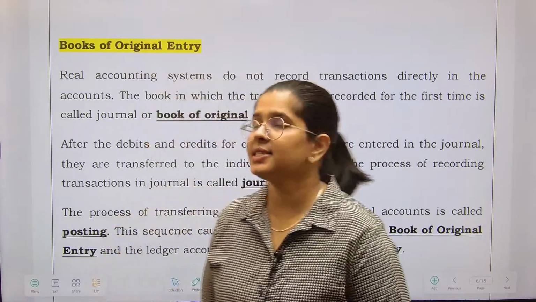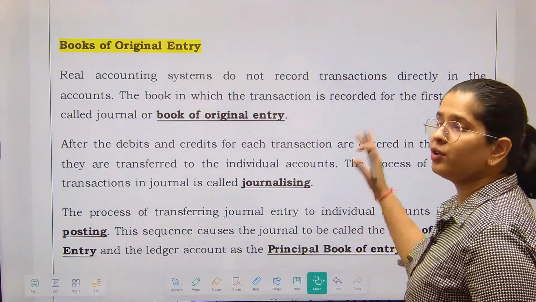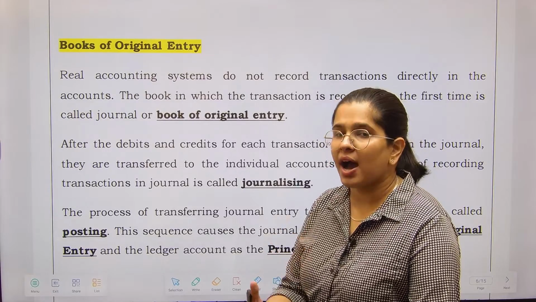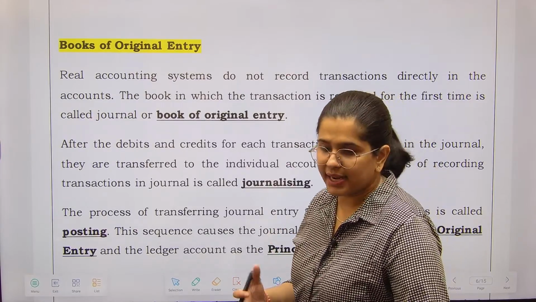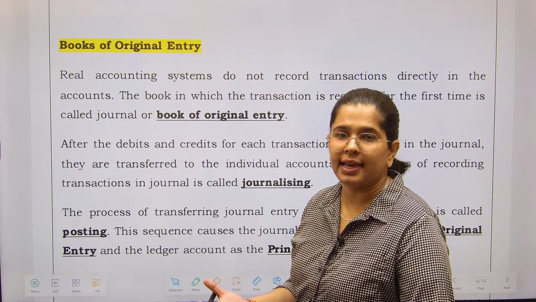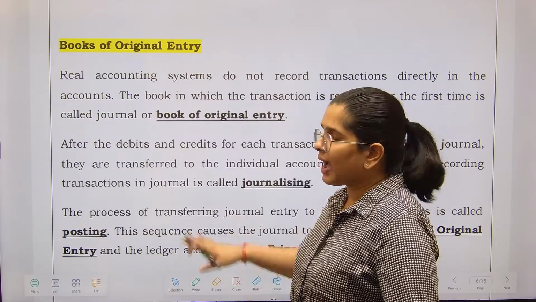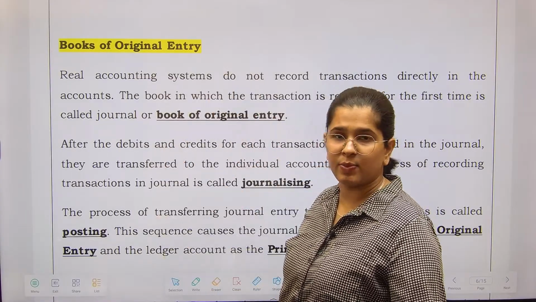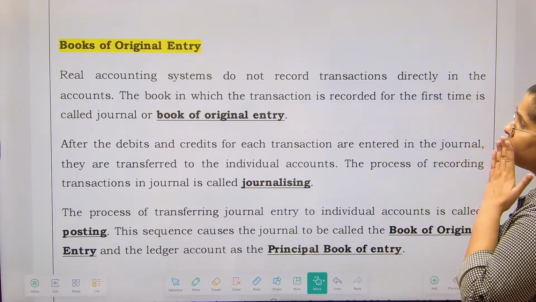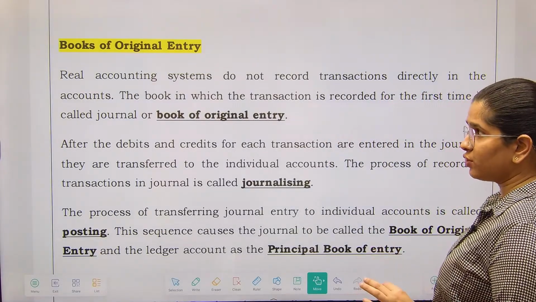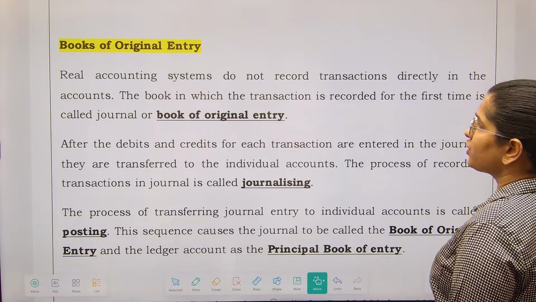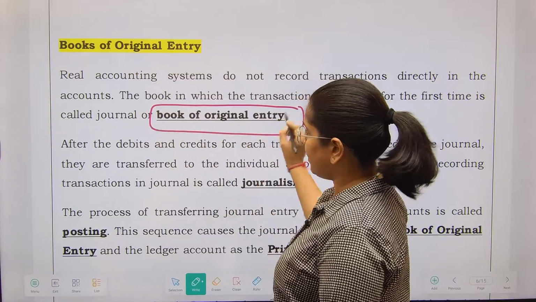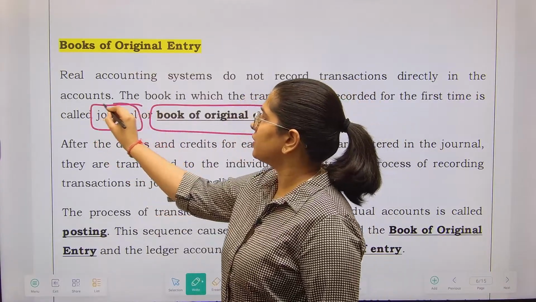Okay? So let us see this. Books of original entry. Here you should be focusing more on the theory, because I know the level at which you are, you already understand what is the ledger and what is the journal. Okay? Itna to we know. So that is why I am advising you to focus over the theory in this particular case. So real account system, they do not record the transactions directly into the account. The book in which the transactions are recorded for the first time, we call it as book of original entry, also called as journal.